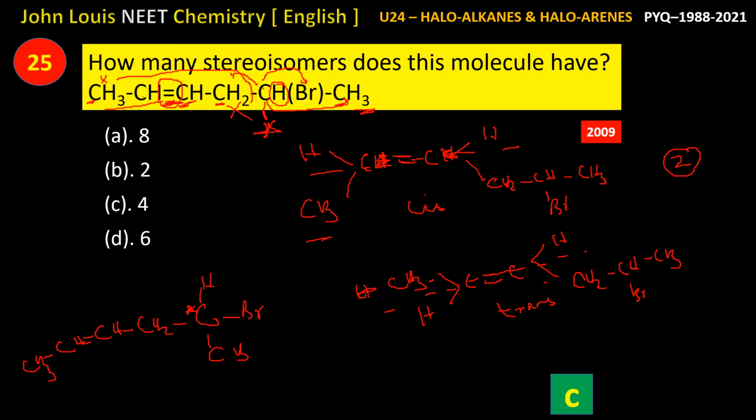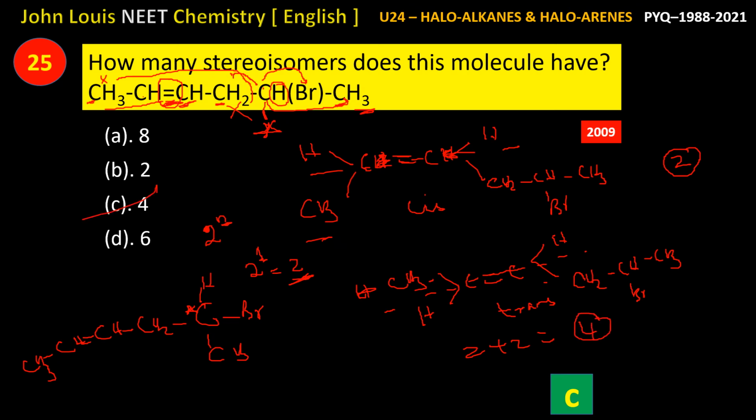How many chiral carbons are there? Only one chiral carbon. Therefore, the number of possible isomers is 2 to the power n, where n is the number of chiral carbons. So here how many chiral carbons are there? 1. Therefore 2 to the power 1 is 2. Therefore 2 optical isomers and 2 geometrical isomers, cis-trans isomers. Therefore 2 plus 2 is equal to 4 isomers. Therefore which option is correct?